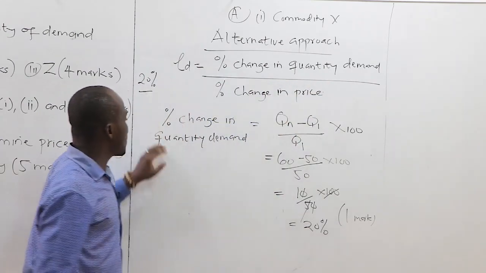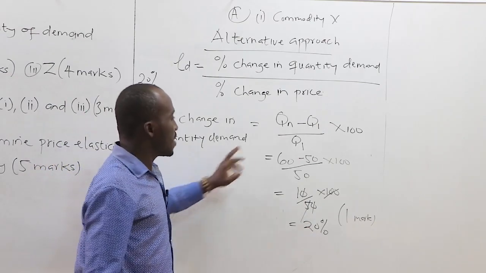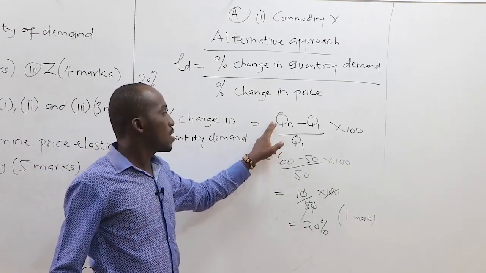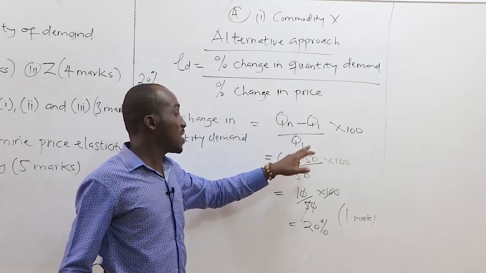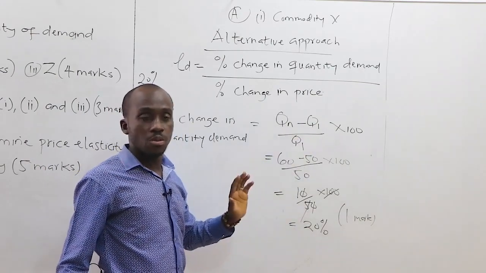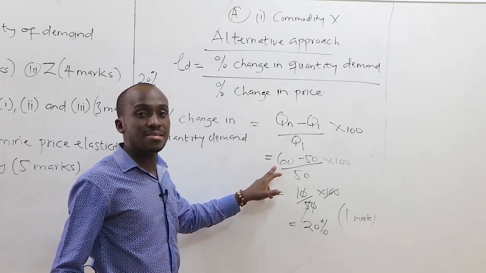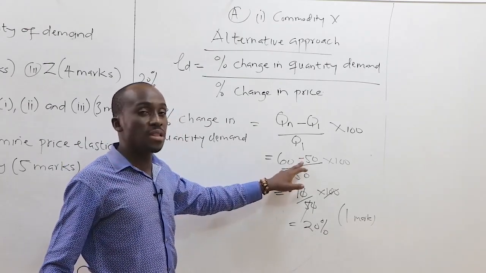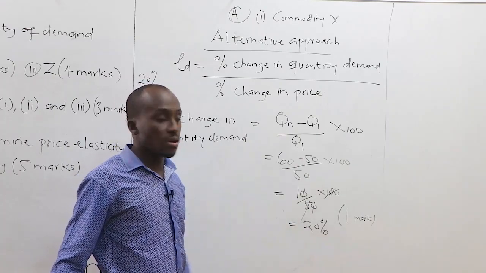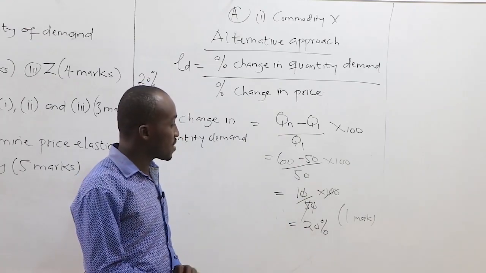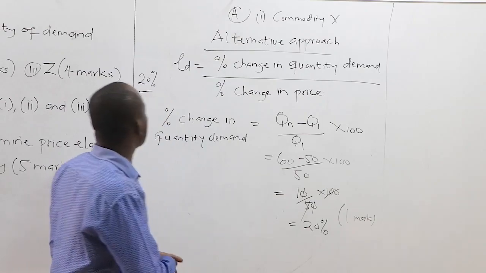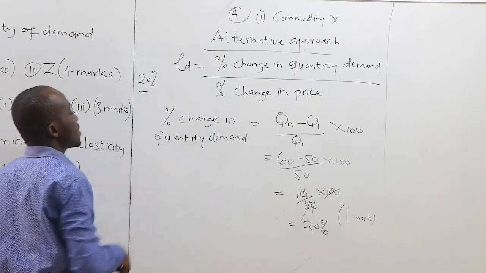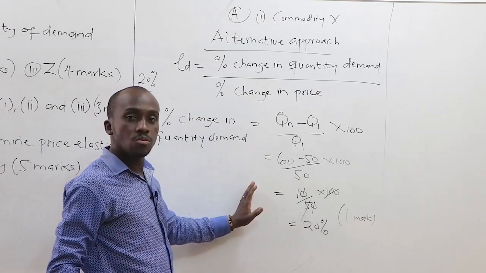What is percentage change in quantity demand? It is the new quantity demand minus the initial quantity demand, divided by the initial quantity demand, times 100. What's the new demand? The new demand is 60, as we read it from the table. The old demand is 50. So 10 divided by 50 times 100. When you do that, you're going to get 20%. So the change in quantity demand is 20% here. If you do that, you're going to get 1 mark.